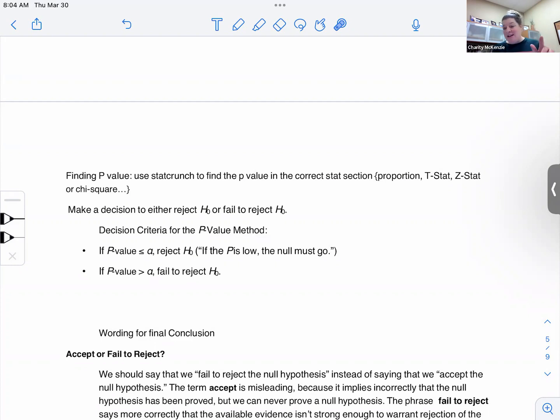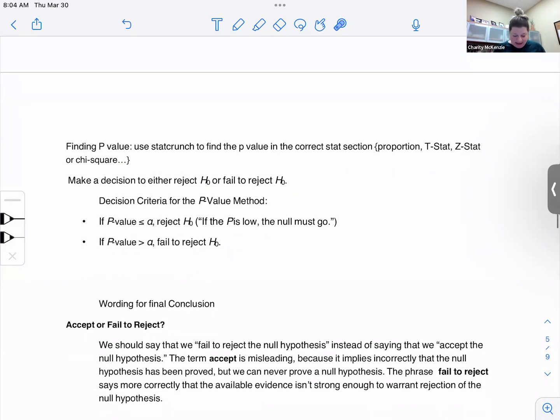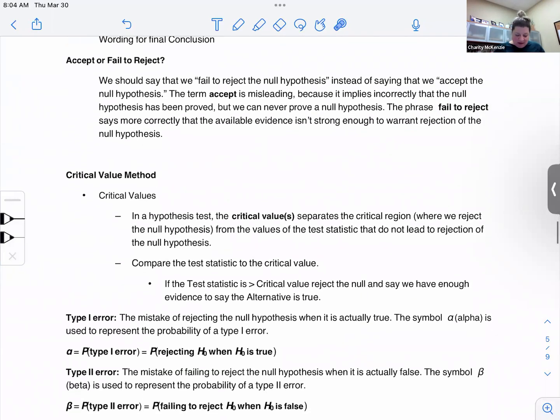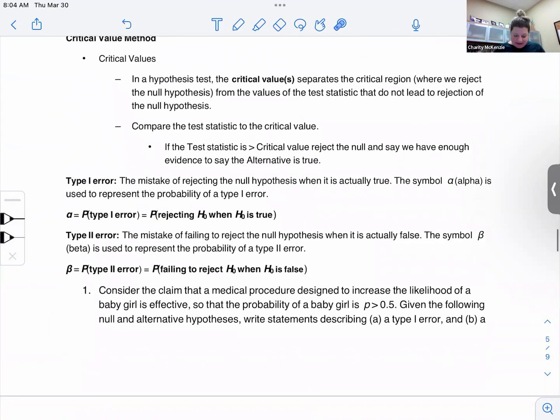If it's above it, then you fail to reject the null and you accept it. And I don't know where your claim will be. We don't care. We'll look at that after and go with that. Okay, so in these notes, we'll talk about all that different stuff.